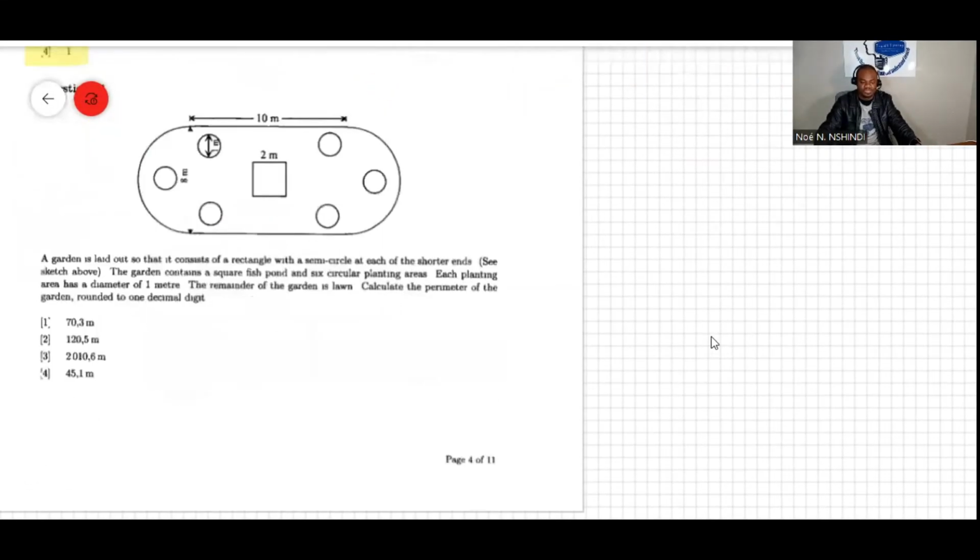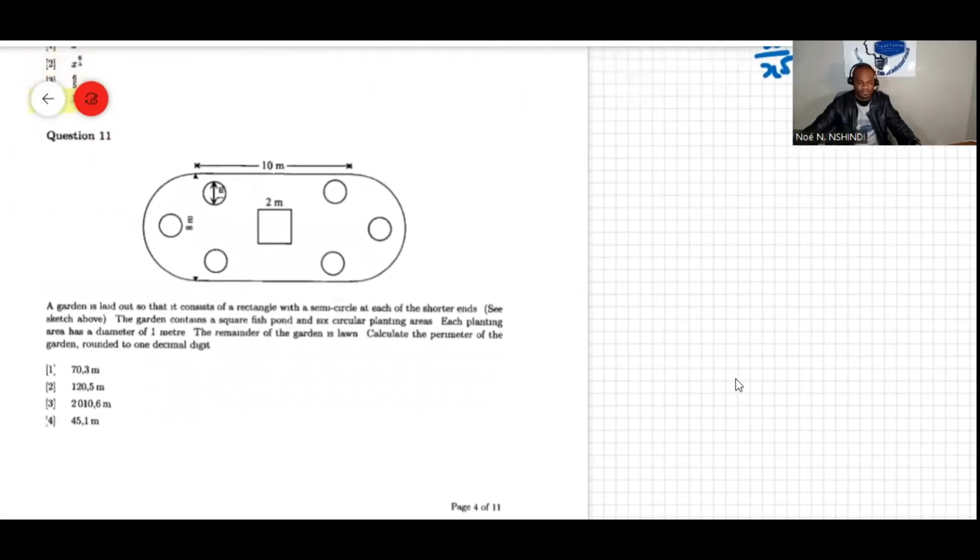Next question is question 11. The question says that a garden is laid out so that it consists of a rectangle with a semicircle at each of the shorter ends. See sketch above. The garden contains a square fish pond and 6 circular painting areas. Each painting area has a diameter of 1 meter. The remainder of the garden is lawn. Calculate the perimeter of the garden rounded to 1 decimal digit.